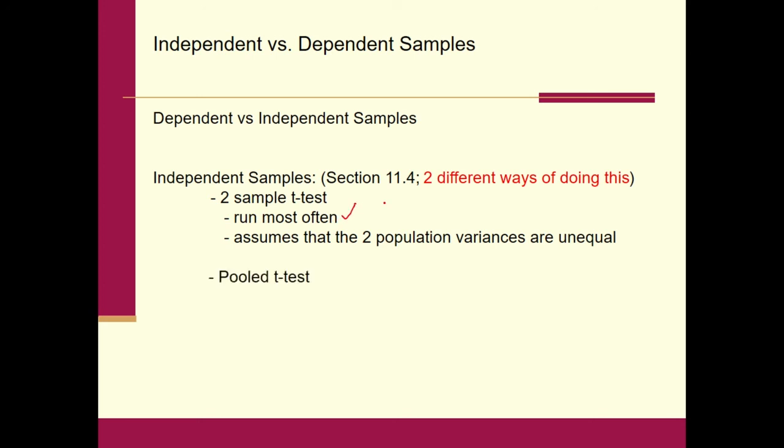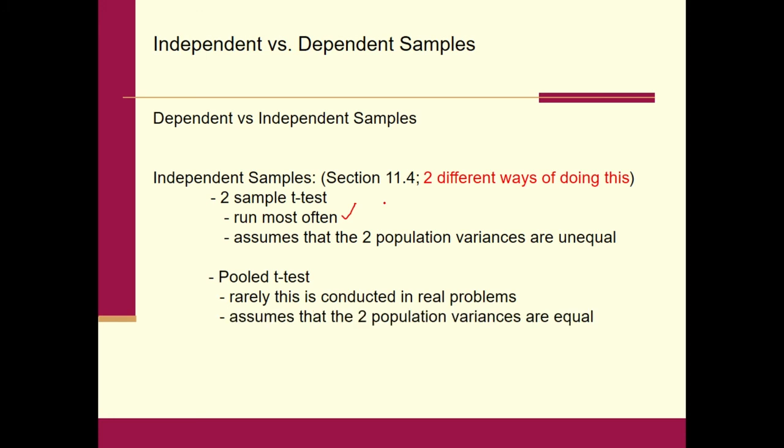Now there is another way of running this. It's called a pooled t-test, and this is rarely conducted in real life. Okay, in real studies, this is rarely conducted. The reason why is because you have to assume that the two population variances are equal to one another. So you have to have some real intimate knowledge of both populations ahead of time and how they vary.